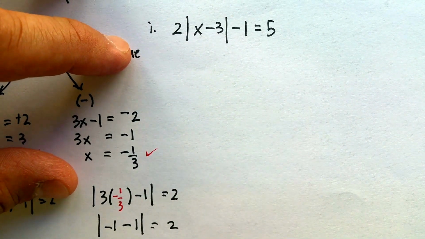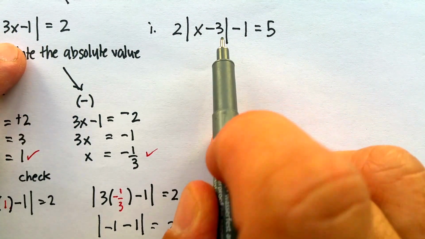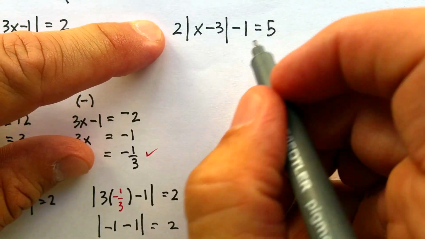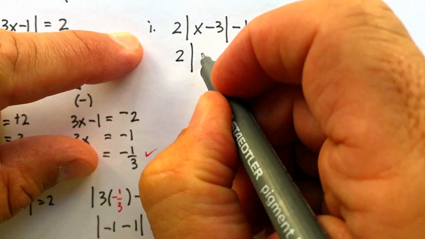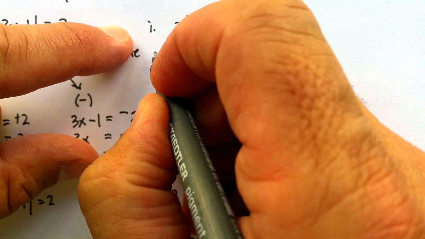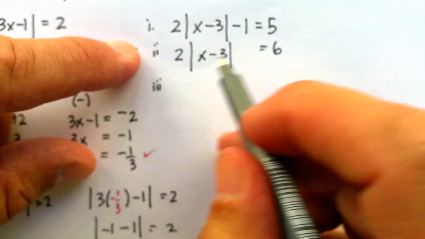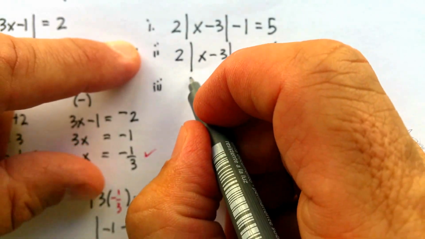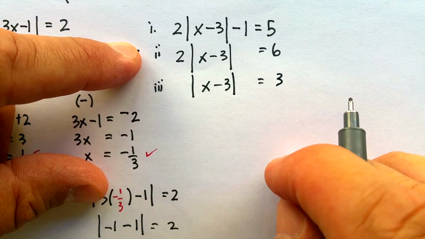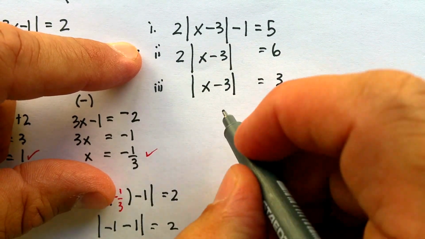Now, let's go over to this one. I'll show you again the difference. Remember I said that you need to clear everything away from the side of the absolute value, just like we have over here. So let's do that. I'm going to add 1 first. So I get 2 times the absolute value of x minus 3 is equal to 6. That's step 2. Step 3, I'm going to divide both sides by 2, and I'll get the absolute value of x minus 3 is equal to 3. Now I have a positive and negative case.